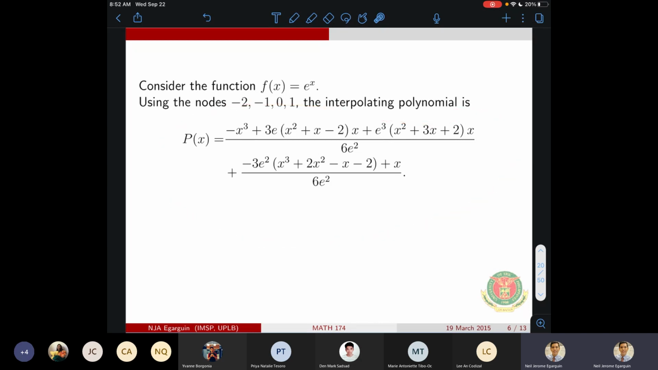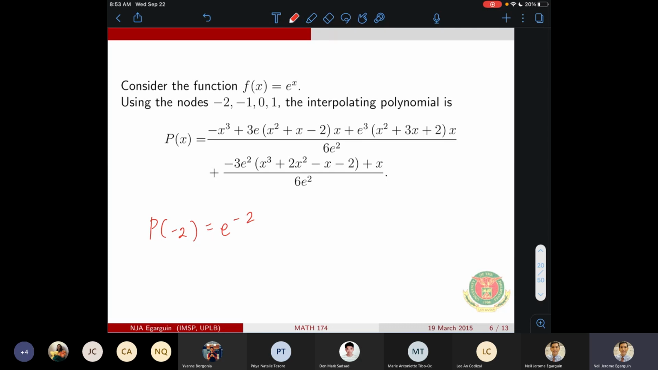Okay. And you can try in your own time later kung anong mangyayari kung i-plug in ko yung x equals -2, x equals -1, x equals 0, and x equals 1. So if you do so, say p of -2, you should be able to get e to the -2. If you plug in -1, you should get e to the -1. If you plug in 0, you should get 1. If you plug in 1, you should get e, because that's the interpolatory requirement that goes along with interpolation. Okay. So this is the interpolating polynomial. What we get here is what? A degree 3 polynomial, which will exactly pass through the 4 given data points.